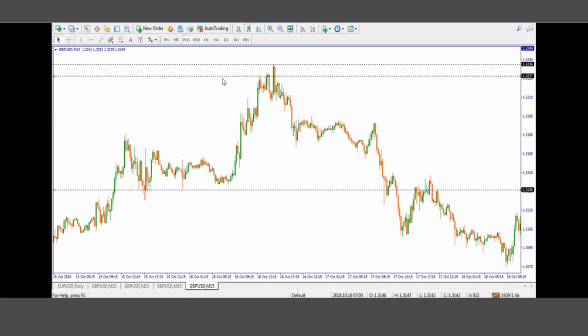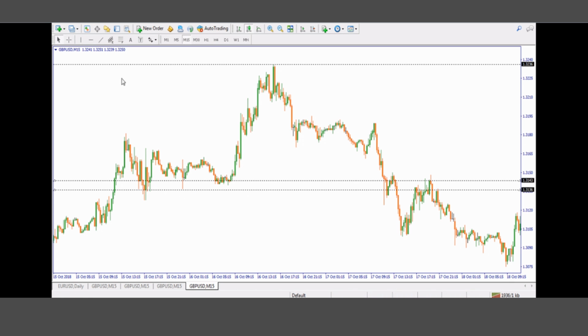So normally the way I draw support and resistance, I don't draw one line as a support and another line as a resistance. I pick a zone. So something like this, I will pick a very good zone. I don't draw support and resistance as one line. Rather, I pick a zone.